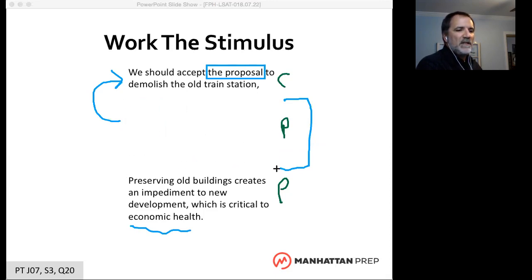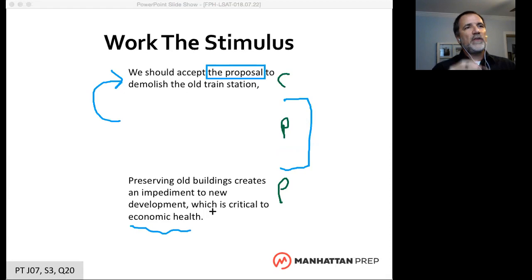Another problem with this argument is that preserving old buildings creates an impediment to new development, which is critical to economic health. Well, how do we know that economic health is more important than this train station? Maybe this train station is historic. Maybe this train station was built by somebody who, I don't know, became president or something like that. Maybe there's a reason to preserve this train station that has nothing to do with economic development.